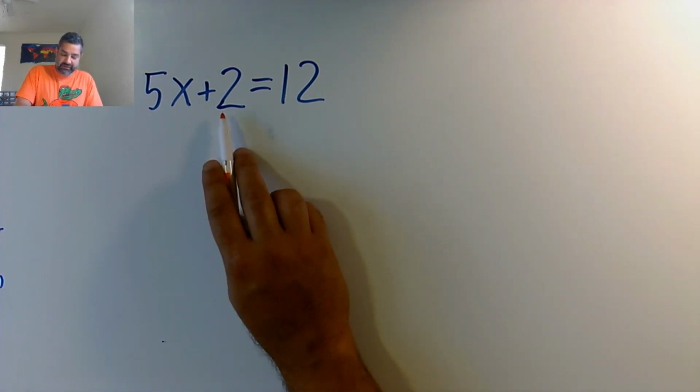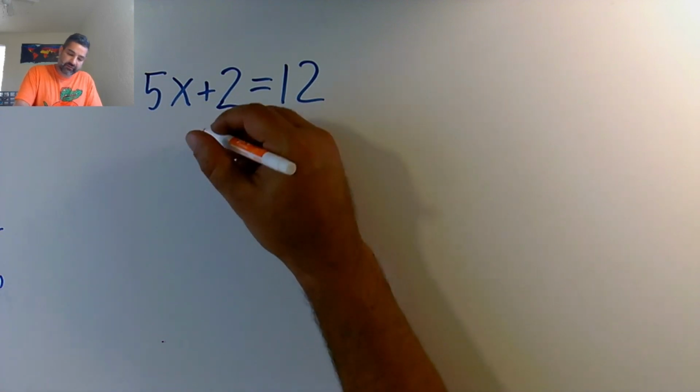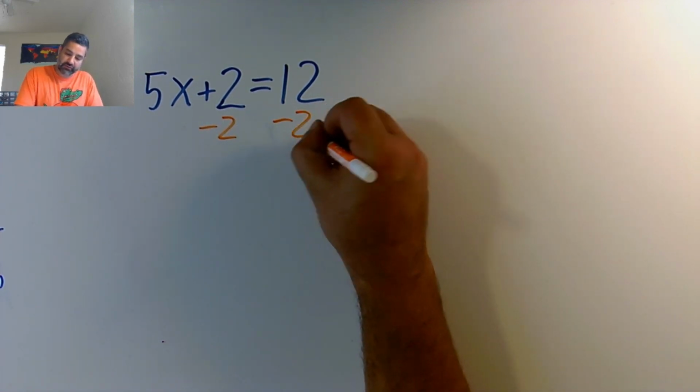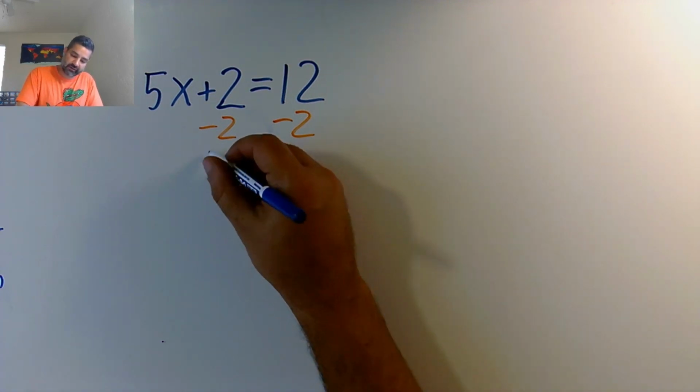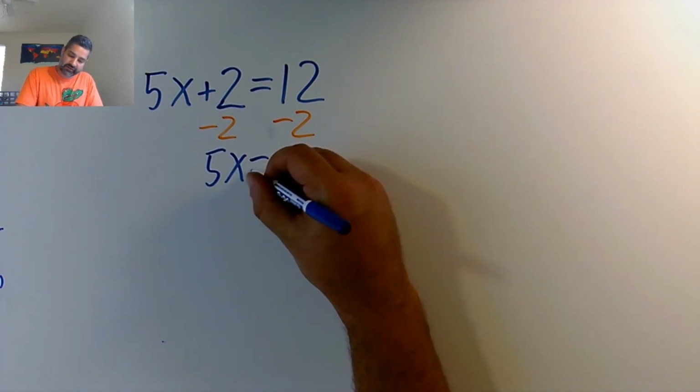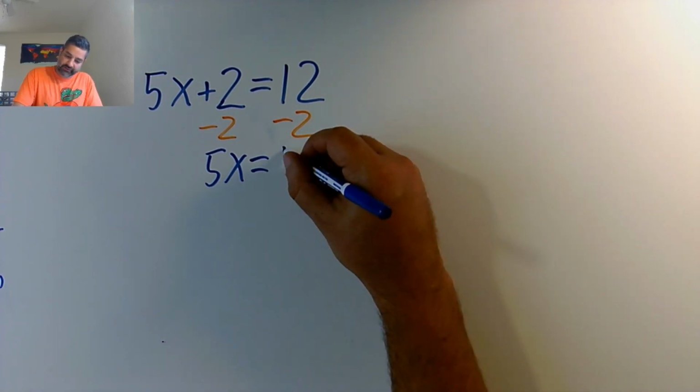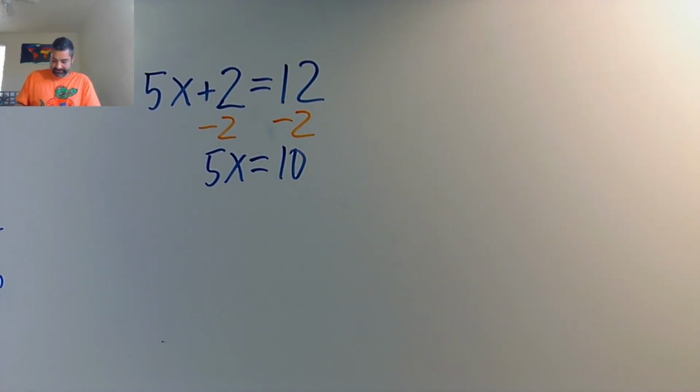And we want to get rid of this 2. So what's the opposite of adding 2? Subtracting 2. And so 2 minus 2 is 0. We're not going to write the 0 this time. And what's 12 minus 2? That's right, it's 10.